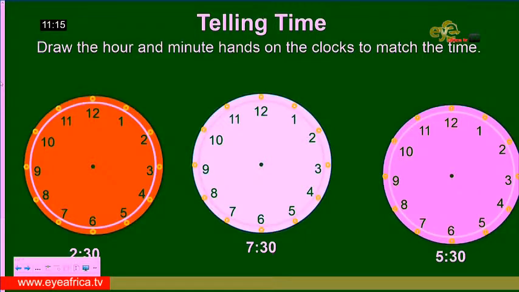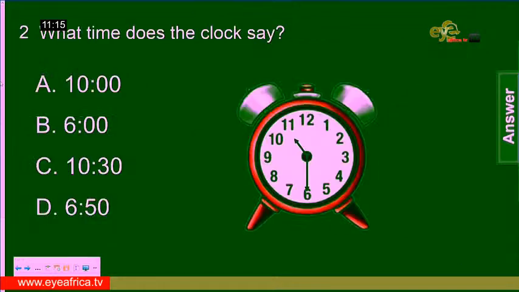Telling time. What time does the clock say? The clock you are seeing on your screen, the longer hand, which is the minute hand, is at 6. The shorter hand is between 10 and 11. The longer hand is at 6 and the shorter hand is between 10 and 11. And the question reads, what time does the clock say?